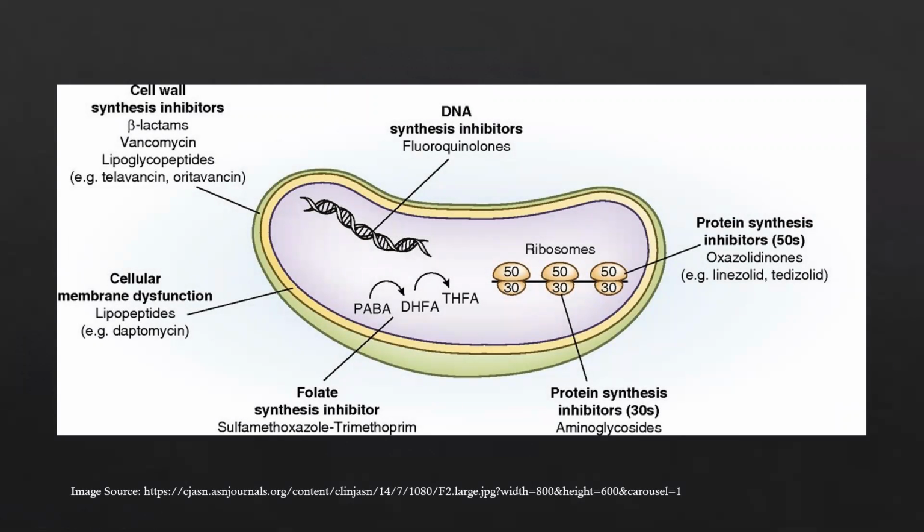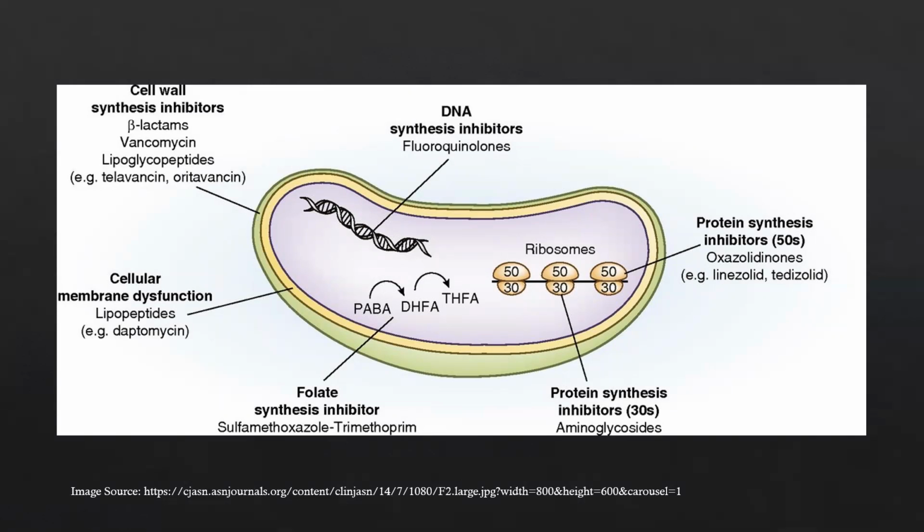Okay, so let's review first the structure of the bacterial cell. This is the bacterial cell. The outermost part is the cell wall, followed by the cell membrane and the cytoplasm. Inside are the organelles. We have the DNA and we have the ribosomes. Each class of antibiotics will act on a different structure of the bacterial cell. Here we have the cell wall synthesis inhibitors, which act on the cell wall. And then we have the cellular membrane dysfunction, specifically the lipopeptides, the drug daptomycin. They disrupt the function of the cell membrane.